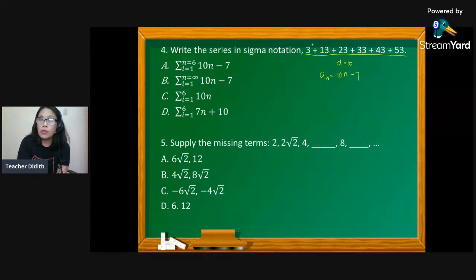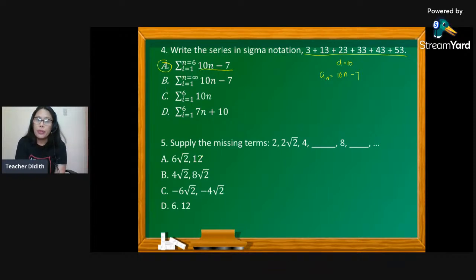Now, how many terms do we have here? 1, 2, 3, 4, 5, 6. So we'll consider 10n minus 7. Possible answers are A and B. But since this is a finite series, because there's no ellipsis or three dots, meaning we only have 6 terms, the answer must be A. Wow, you have already answered number 5. So you're correct for number 4, that's A. And let's see if 5 is B.